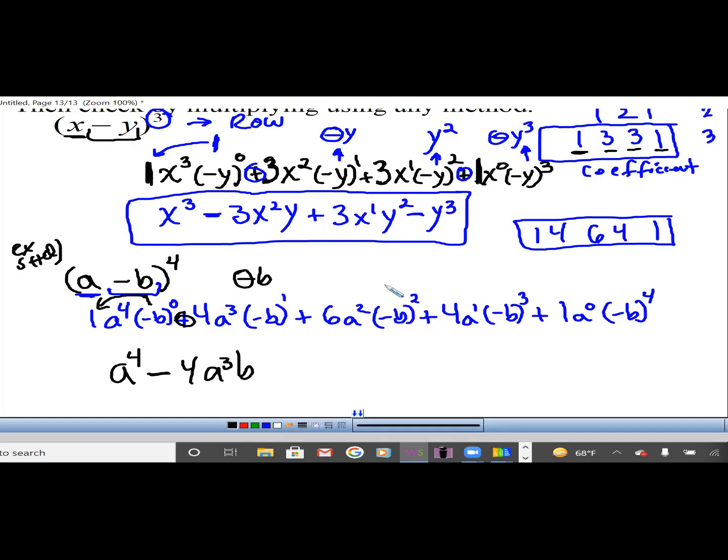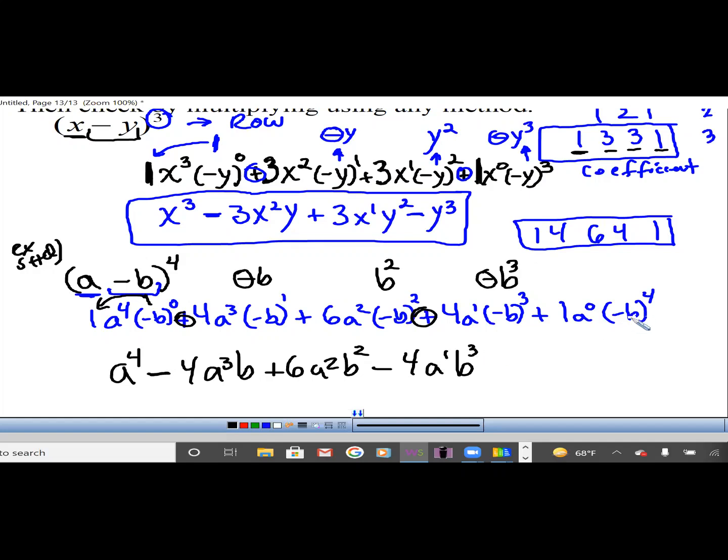Next, negative b squared is positive b squared, because negative times negative is a positive. And notice now all of them are positive, so it's plus 6a squared b squared. Next, positive times a negative is a negative b cubed. Negative times a positive is a negative, so we bring down the 4, a to the first, b to the third.